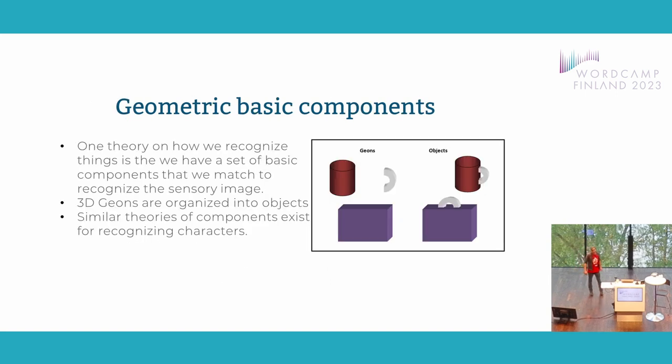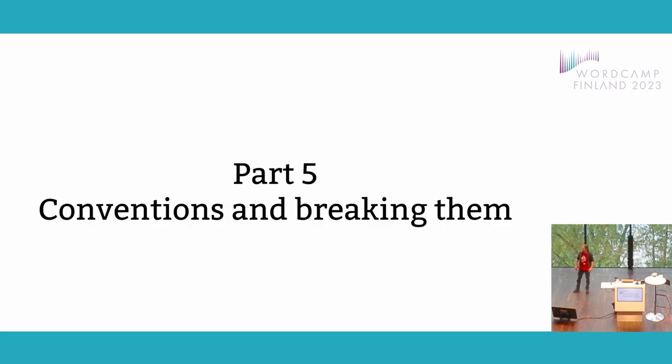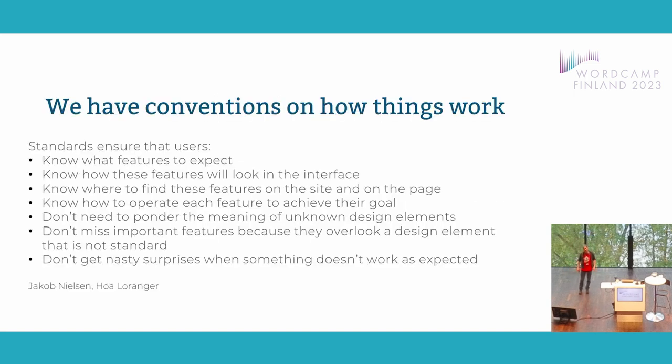Then there is another thing, how we process our observations. This is a geometric basic component, so this is something just for information, I'm not going to go into it. This is maybe more important for characters, typography, or 3D objects. We take it apart and then build different kinds of basic shapes. And with all this information, we could design very good things that are cognitively very superior. But we also have conventions. It's also about expectations. What do we expect and how do they interact?